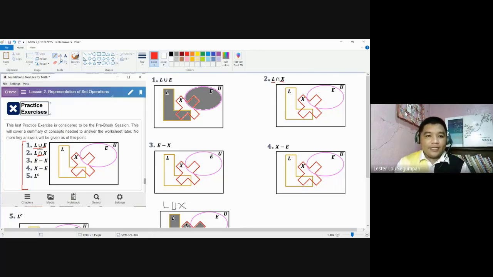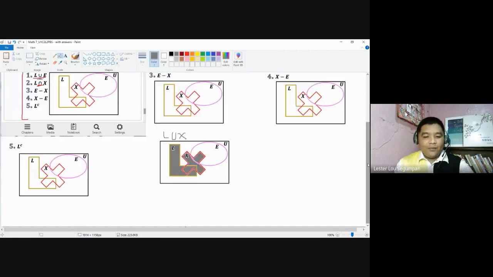So if that is the case, we are going to shade this region here, and let's use the color gray. This region is part of set L, and of course, it is also part of set X. And since intersection talks about the common region, this is the result for item number two.